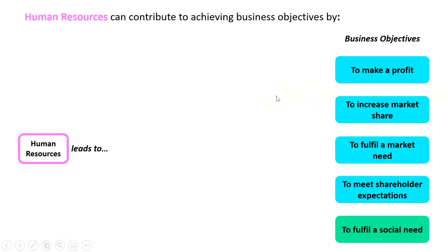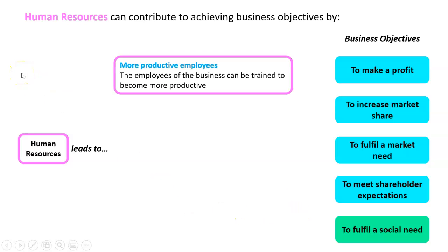All we've got to do now is link that back to how does human resources help fulfill the 5 objectives that the business has? Well, one way is they make more productive employees. They help train and develop all the employees of the business so they become better and more skilled, more productive. Well, you're going to make a profit. You're going to be better than your competitors. And therefore, if you're making profits, you're going to help meet shareholder expectations.